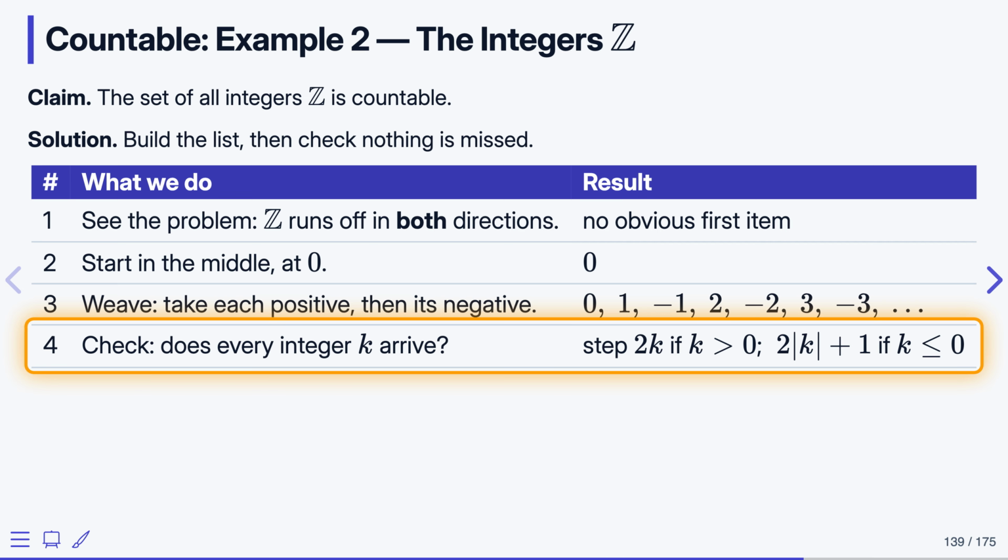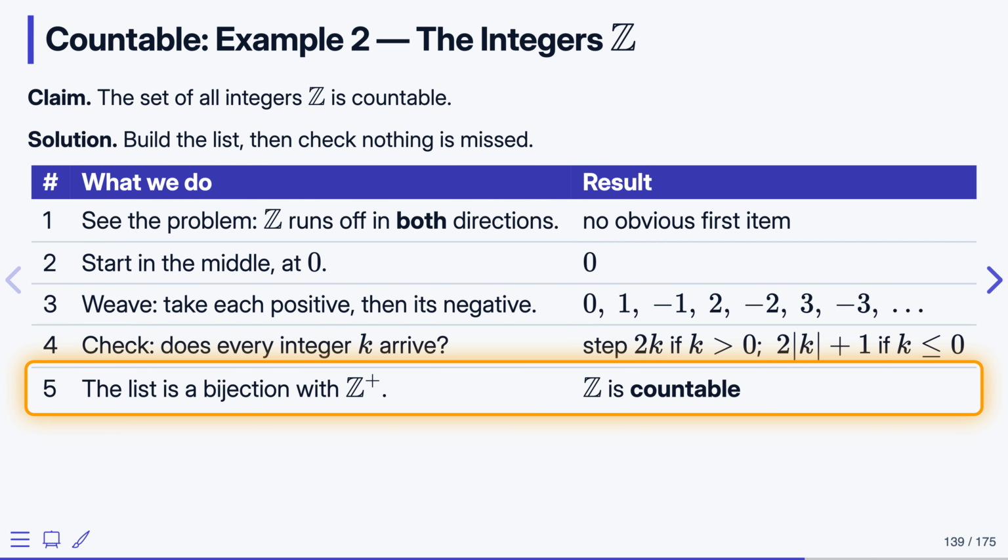A positive k arrives at step 2k, so 1 is second and 2 is fourth. 0 and the negatives arrive at step 2 times the size of k plus 1, so 0 is first and minus 3 is seventh. Every integer is reached after a finite wait, and none is written twice. So the list matches the integers with the counting numbers, one for one. The integers are countable.